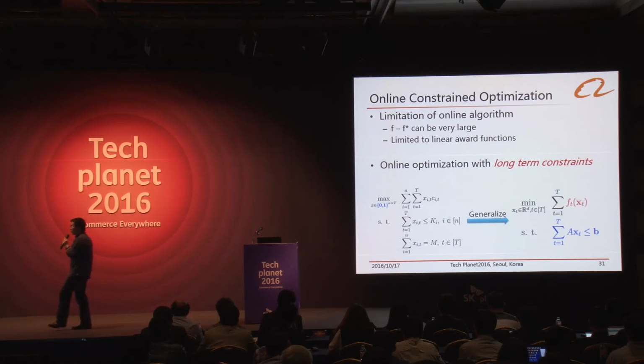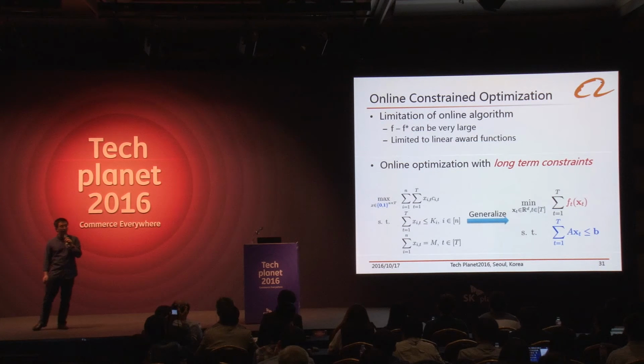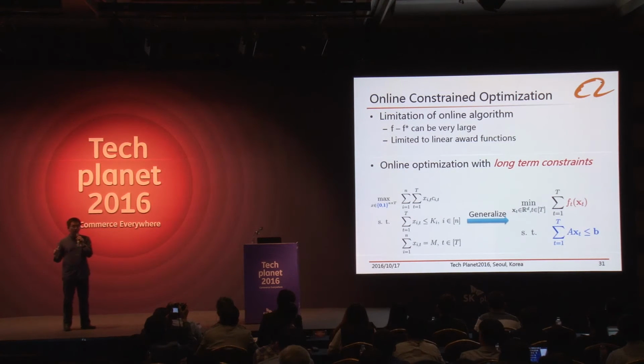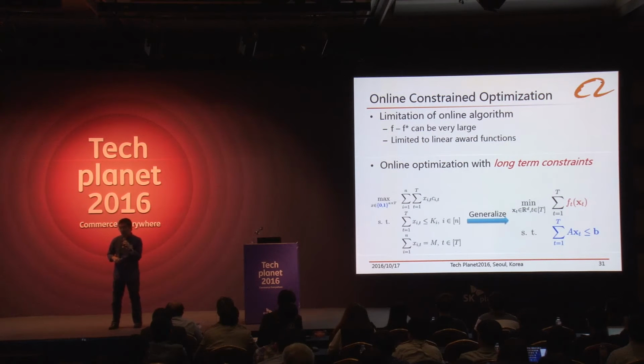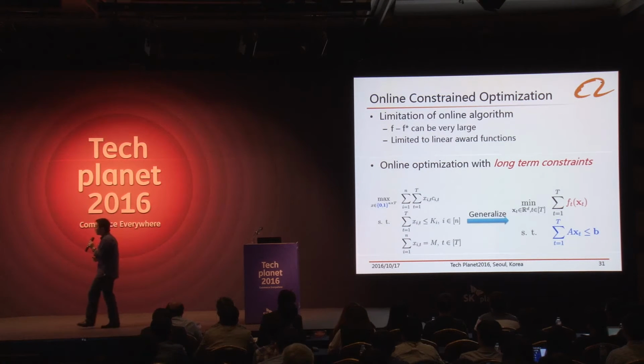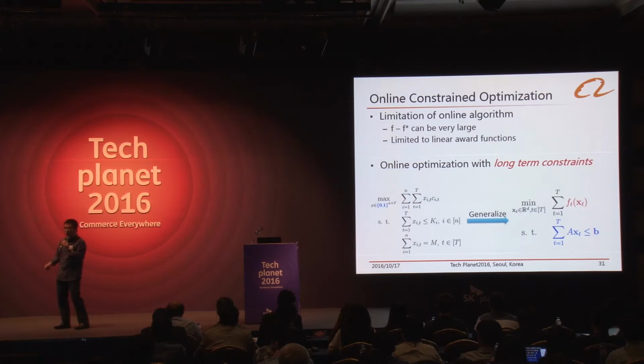Okay, now one of the limitations with respect to the online algorithm is that this algorithm can only address so-called linear words. Second, those algorithms, even though they have some guarantee, in terms of regret the guarantee is very vague. So we're addressing this question by coming up with online constraint optimization with long-term constraints, to make it a more general framework.